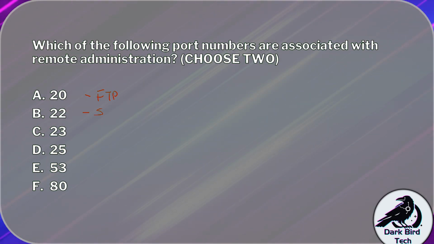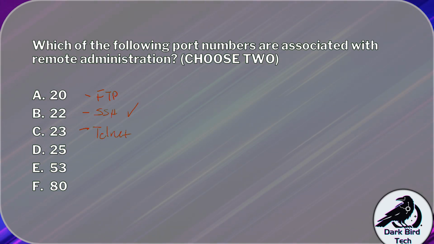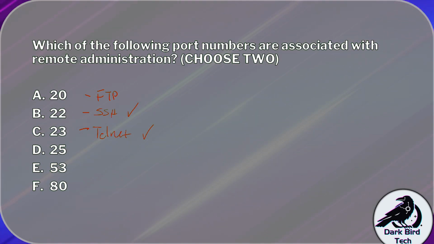Port 22, that is Secure Shell. Secure Shell is an encrypted remote command line administration protocol. Remote administration. Then we've got port 23, that is Telnet. An unencrypted remote command line administration protocol. Remote administration. Port 25, that is SMTP, the outgoing email protocol. Not really used to administrate a machine, maybe administrate people if it's your boss emailing you an instruction, but again, I'm stretching and making up weird scenarios to justify an incorrect answer. Don't do that.